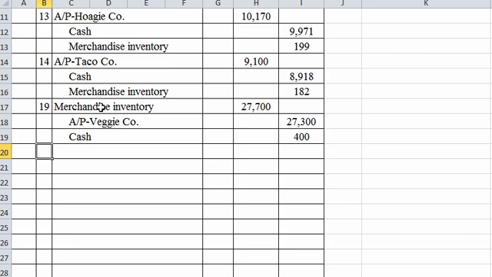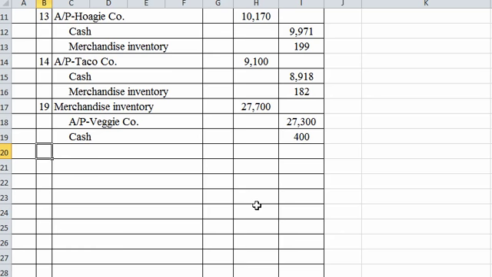We debited the asset merchandise inventory for the purchase price plus transportation charges because that's the real cost of our inventory, and we want assets on the books at their cost. We credited accounts payable, Veggie Company, for the amount we'll owe them, $27,300, and we credited cash for the amount paid out for those transportation charges, $400.